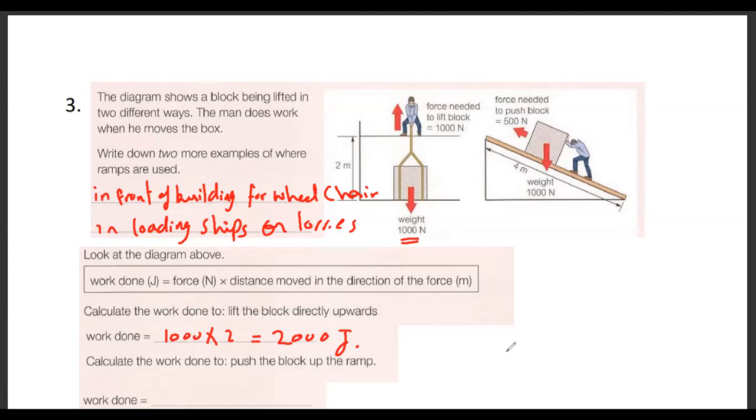Calculate the work done to push the block up the ramp. So we have here 500 times 4, we get 2000 joule. So the work done will be 2000 joule. As I told you, the work done from here is the same as here, because it is the same object and the same height.